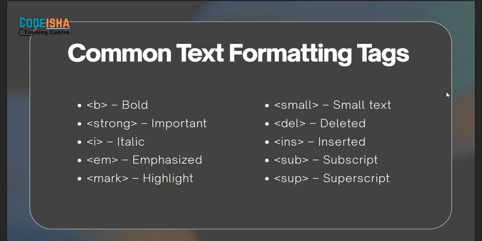When we need to highlight a line of the content, or a sentence, or only a word, or only a letter of the content, that's when we use the mark tag in our HTML. Coming to the small tag, it is used for small text. When you need a specific sentence or specific line of the content to appear small, we use the small tag.